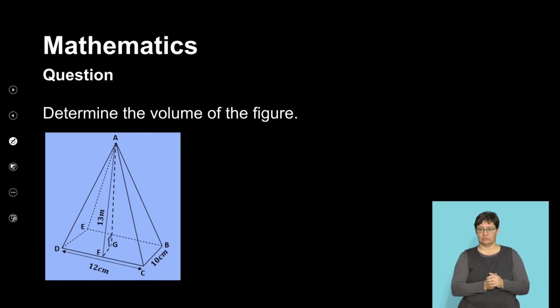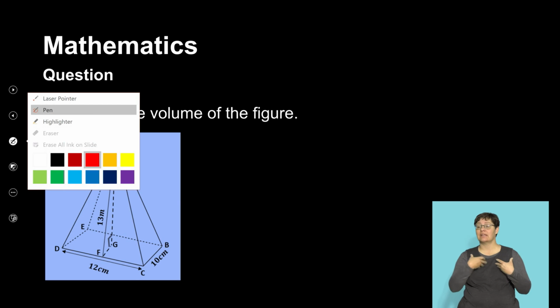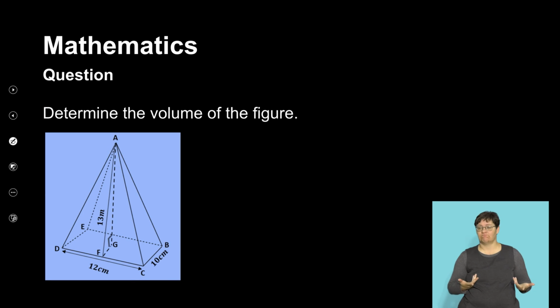My next example is asking me to determine the volume of this specific figure. Now, you might say, well, ma'am, this looks very similar to the example I just did. But there is a difference. The main difference is that we have not been given the perpendicular height. We have been given the slant height. So 13 meters is my slant height.